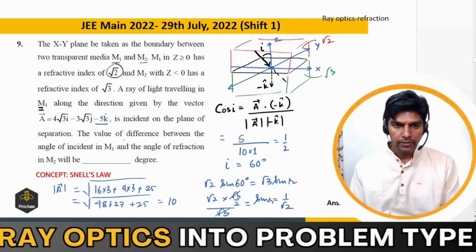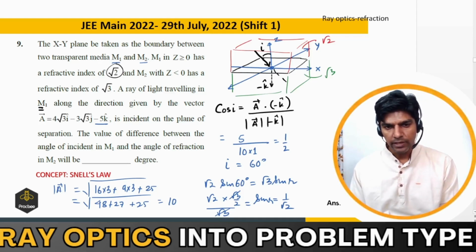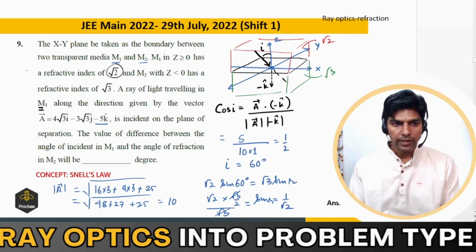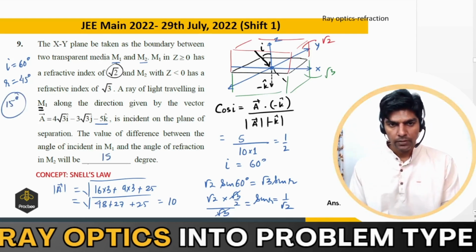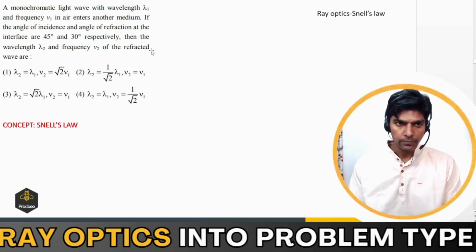And we have to find the value of the difference between the angle of incidence in M1 and the angle of refraction. So the angle of incidence is 60 degrees and the angle of refraction is 45 degrees. So the difference will be 15 degrees, right? So 15 is the answer to this question. Right. So let us see the next question.